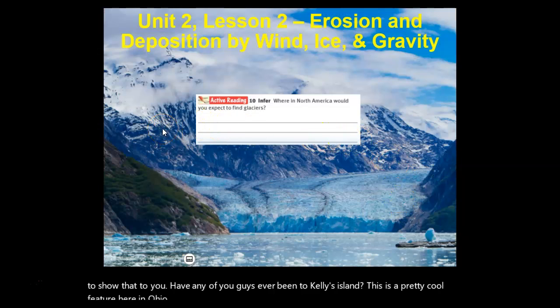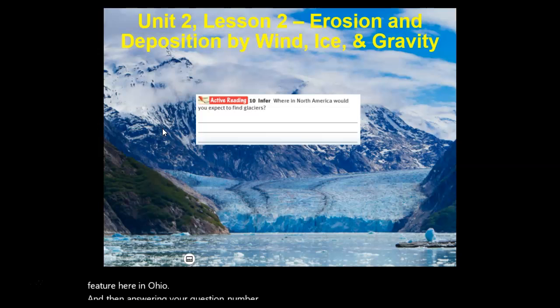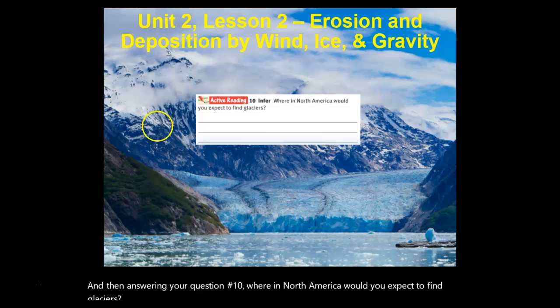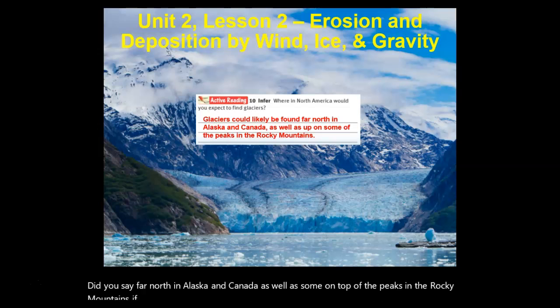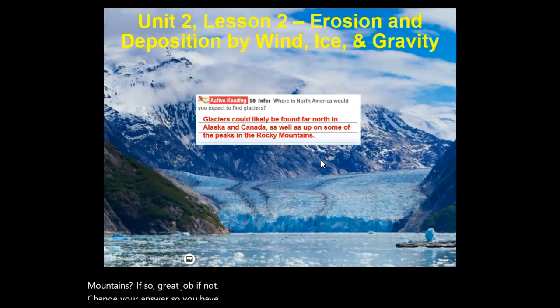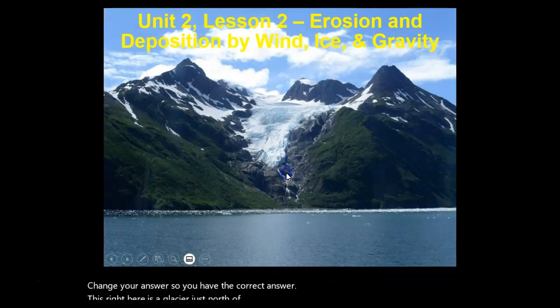And then answering your question number 10, where in North America would you expect to find glaciers? Did you say far north in Alaska and Canada, as well as some on top of the peaks in the Rocky Mountains? If so, great job. If not, change your answer so you have the correct answer. This right here is a glacier just north of Juneau, Alaska.